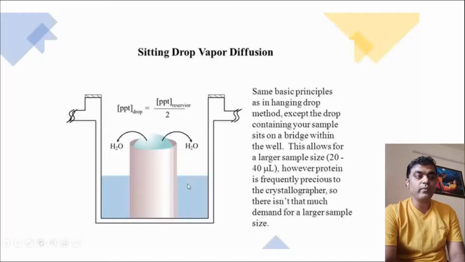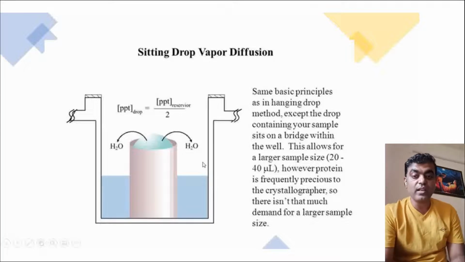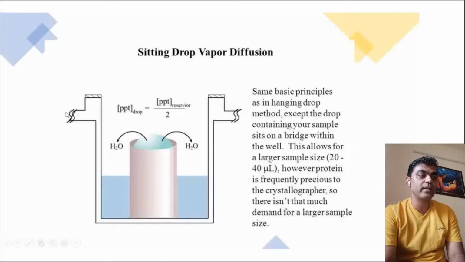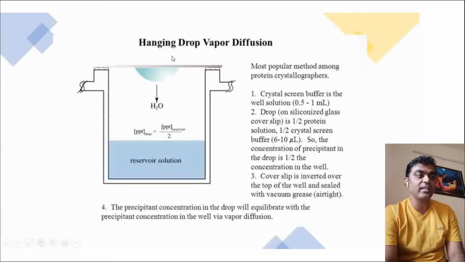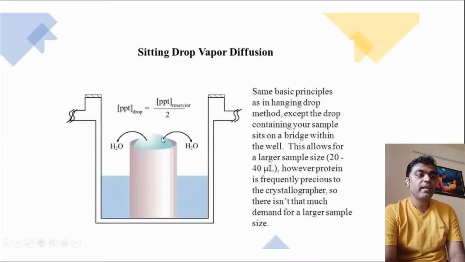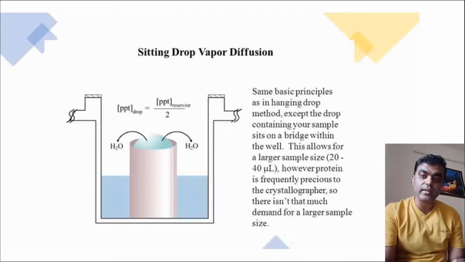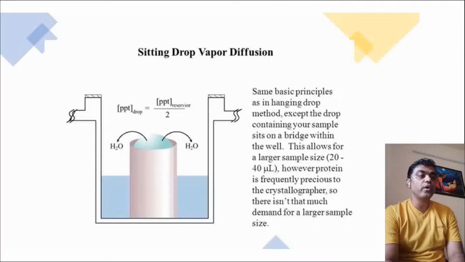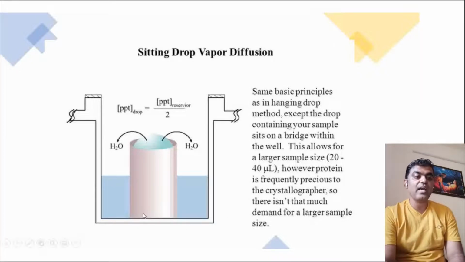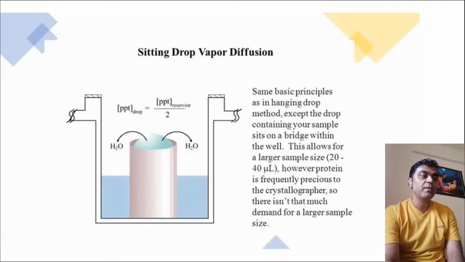Now why do we need to do this? Because if you want a larger crystal size, then this is where it comes in. At times your protein solution's surface tension may be low, so in the hanging drop technique, due to low surface tension, the drop may fall. That is why, if you want a larger crystal and want to increase the volume, you can use this. You can see here the sample size is 20 to 40 microliter, which was earlier 6 to 10 microliter. The rest of the process is the same as the hanging drop technique, by the method of vapor diffusion.